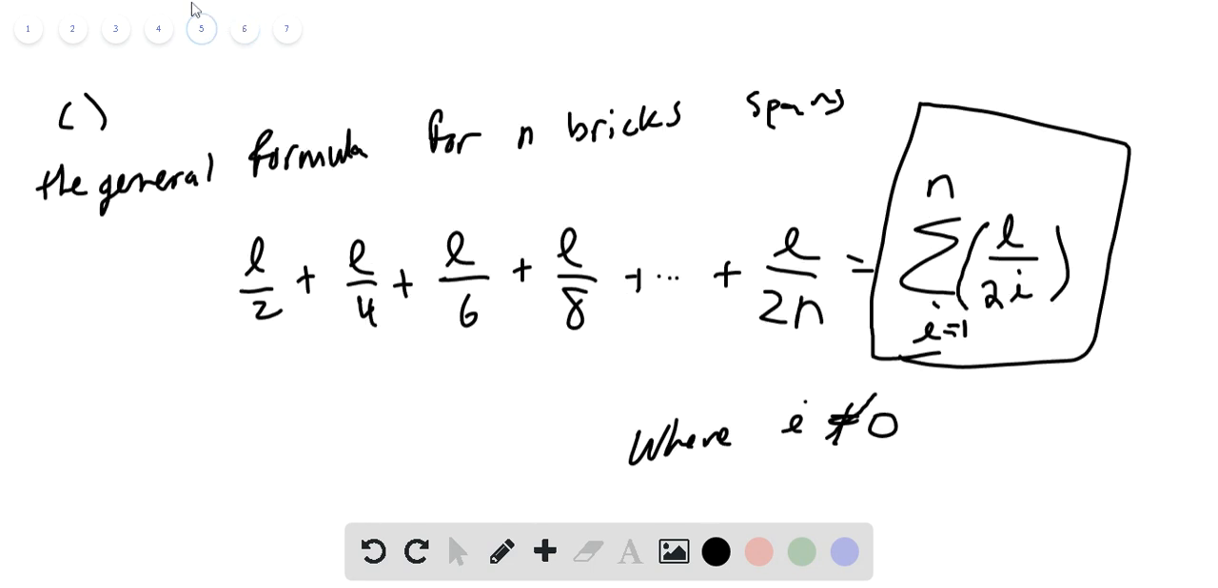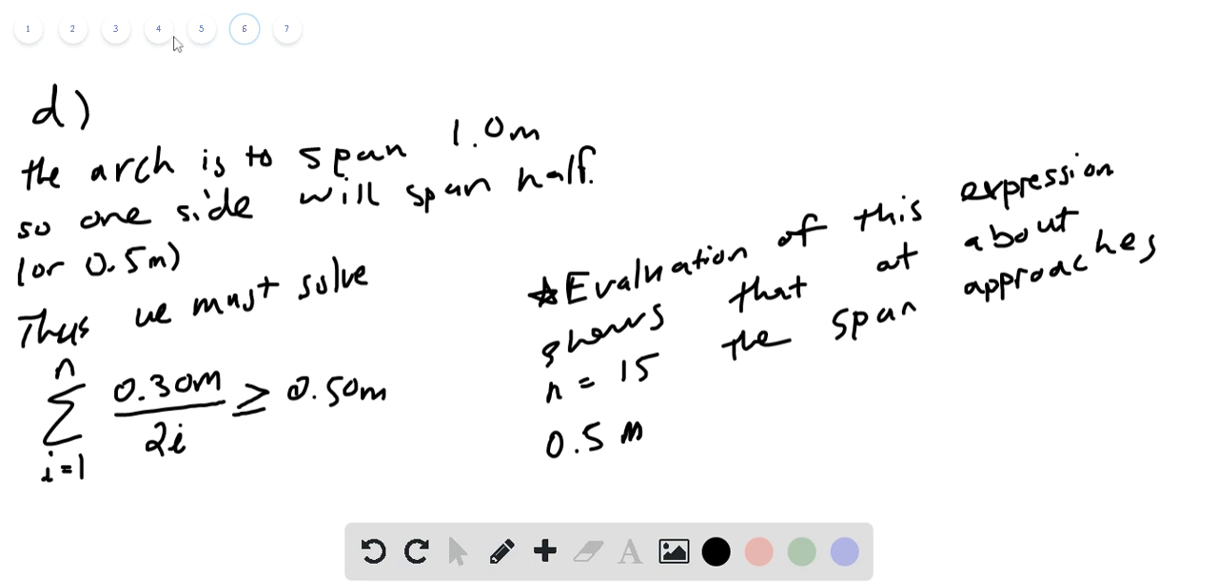Right, so now part D. We want to find out what's the number of bricks it takes to span 1 meter. So the arch is to span a meter, so one side will span half. So this is fair to say, right? If we have a full meter here, the arch is going to span half of this meter. So we're expecting the bricks half from here, half from there, right?